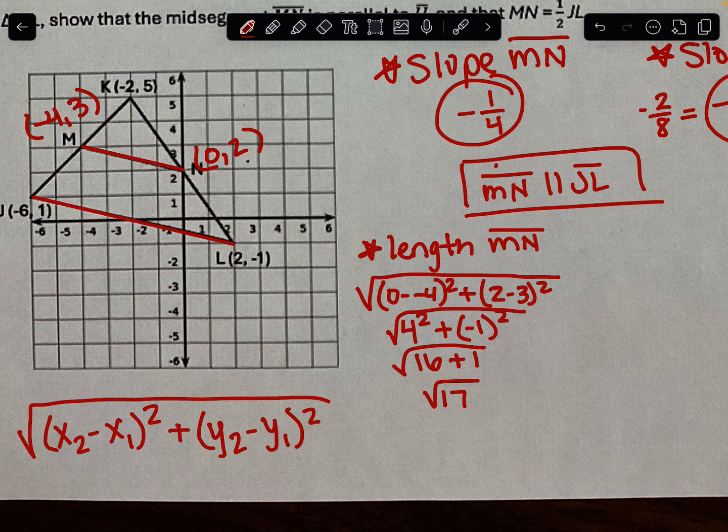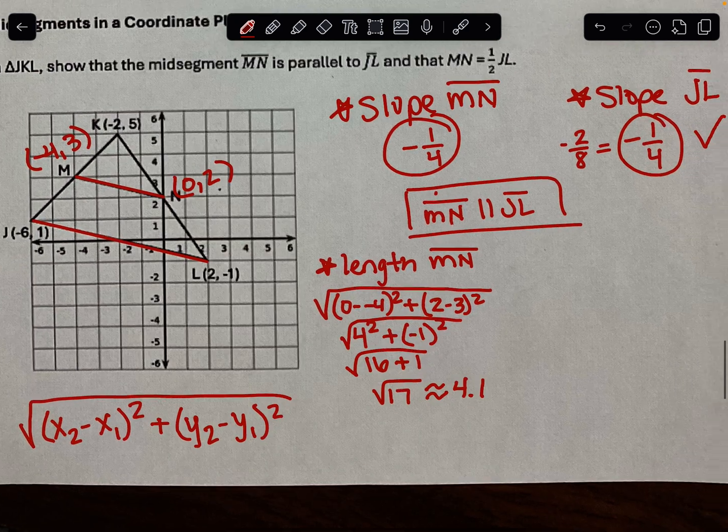Somebody take that square root for me. Just round to the tenth. 4.1. So about 4.1. Okay? So halfway there. Now we just have to do the same thing for JL.